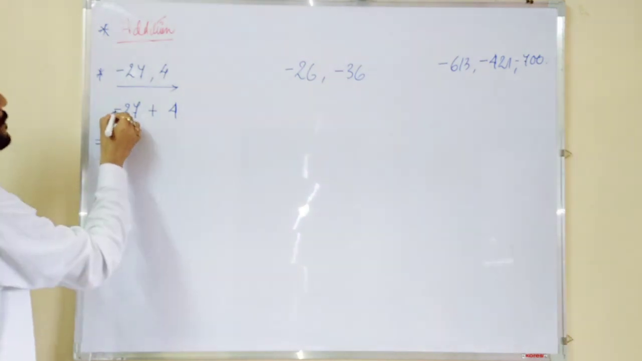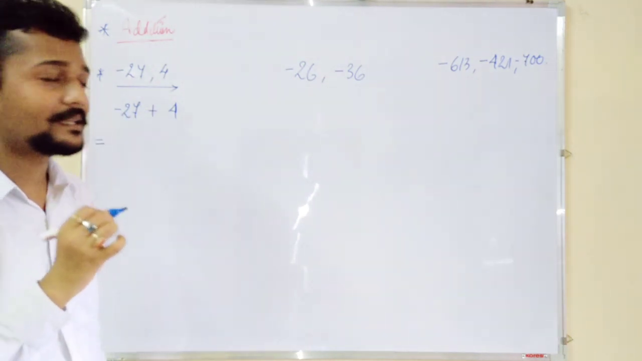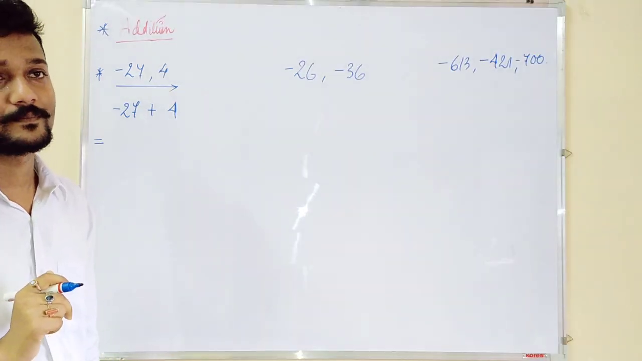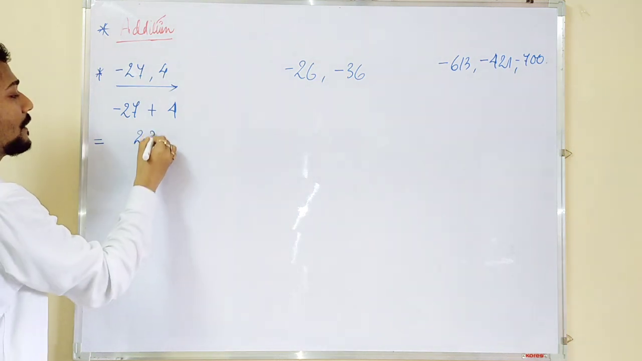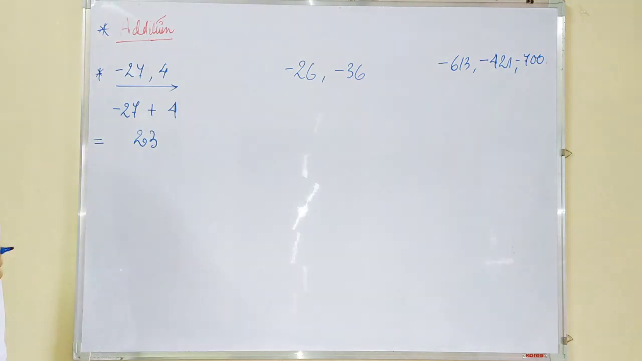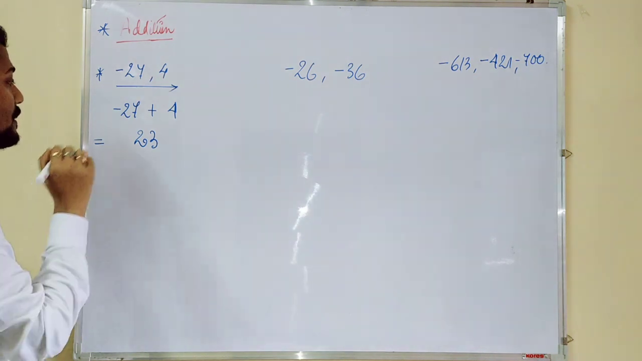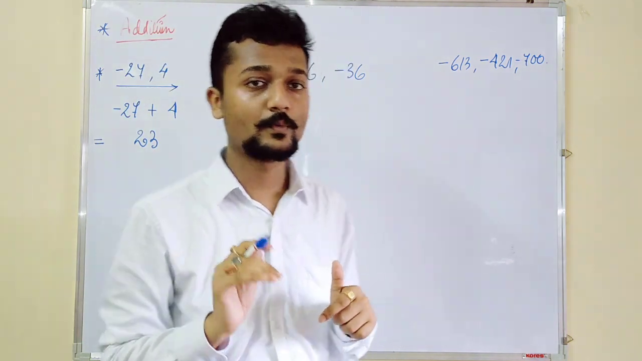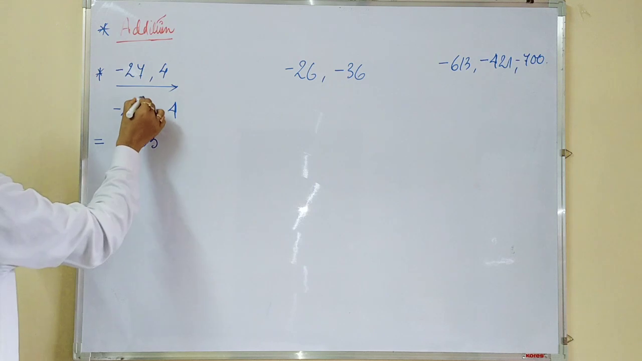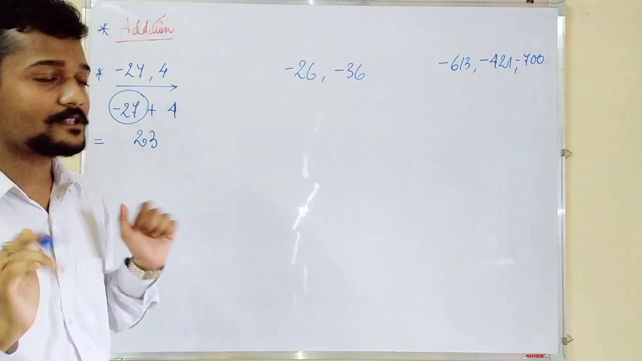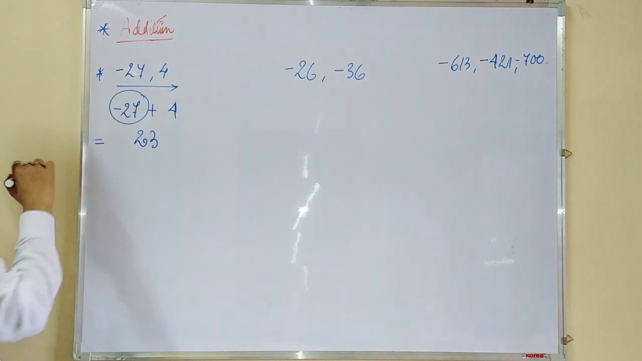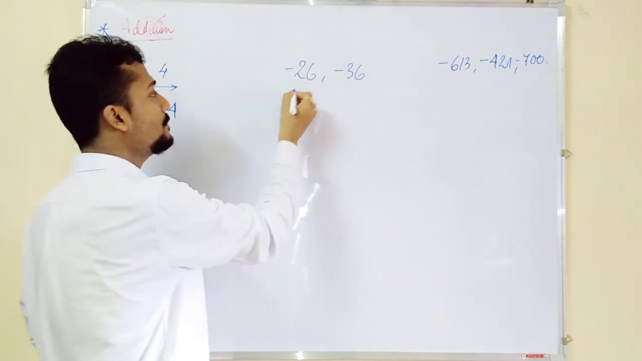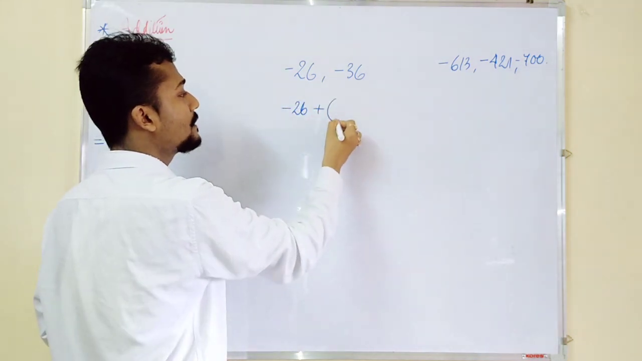Now next we put an equal to sign, and we are going to add them. Minus plus, what do we do? We will subtract. That means 27 minus 4. 27 minus 4 is equal to how much? Yes, it is 23. And now the question arises, which sign are we going to put here? Here we will see which one is greater in magnitude, in size. Minus 27 is greater, so we are going to put minus.